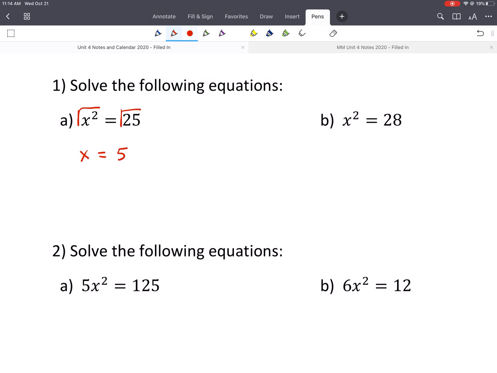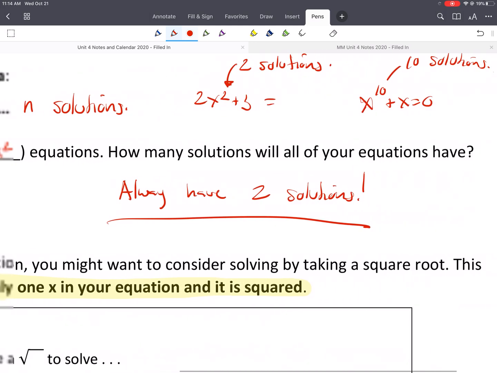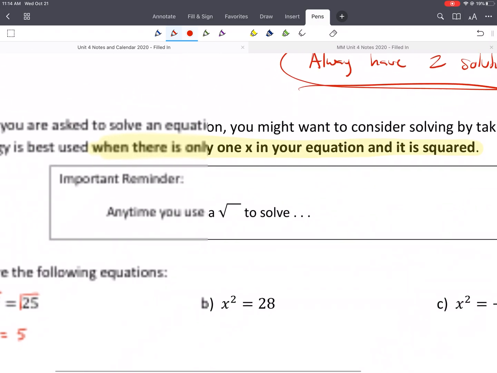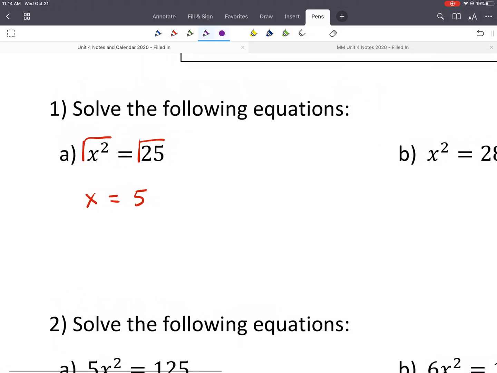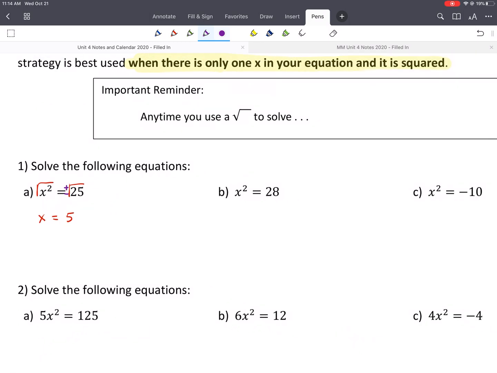And you'd say, well, that's just 5. And then you'd say, Mr. Warner, why is there only one solution? I thought you told me just barely that there are always 2 solutions for quadratics. We always have 2 solutions for quadratics. Perhaps in the past you've talked about this, but whenever you square root when solving, you're always going to have a plus and a minus. It's plus or minus the square root of 25. So anytime you use a square root to solve, you need to include a plus or minus.